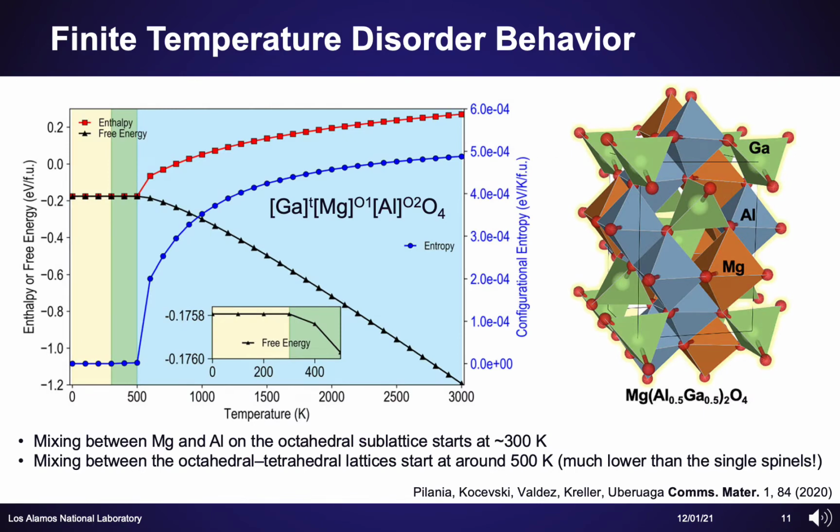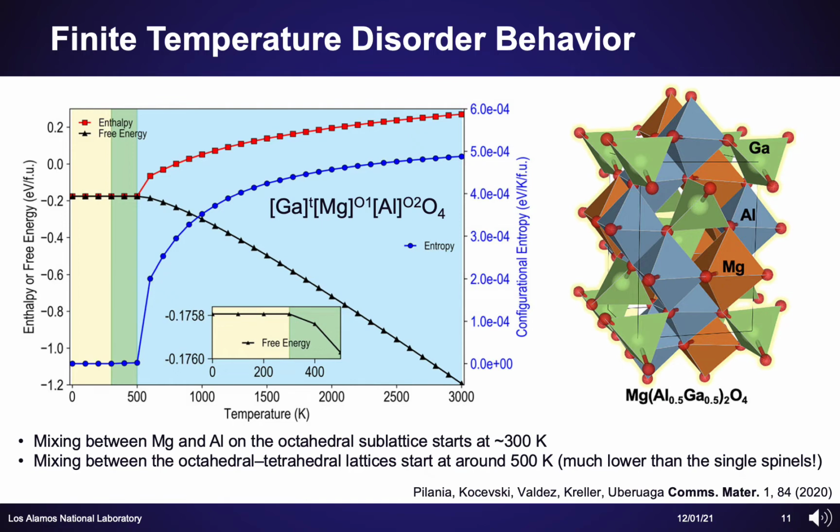As a next step, we study the finite temperature behavior of the predicted double spinel compound. The computed enthalpic and entropic contributions to the free energy as a function of temperature are shown here. While below 300 Kelvin the ordered double spinel configuration is preferred, mixing between magnesium and aluminum on the octahedral sublattice starts above this temperature, leading to a random inverse-like cation configuration. This mixing results in relatively small entropic gains, which are reflected in the free energy profile shown in the inset. It can be seen that mixing on the octahedral sublattice has little impact on the enthalpy of the material.